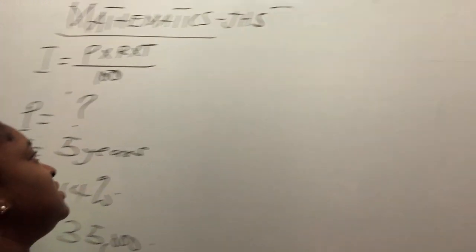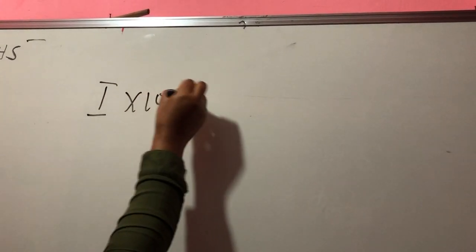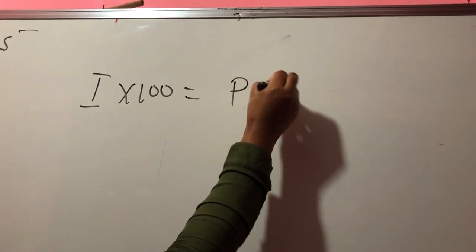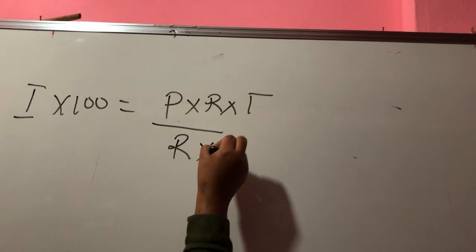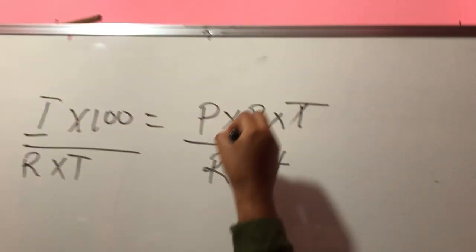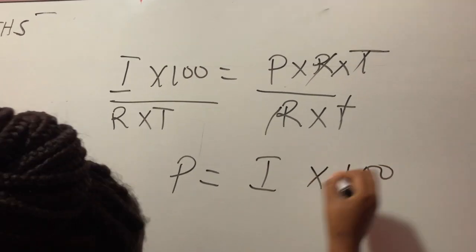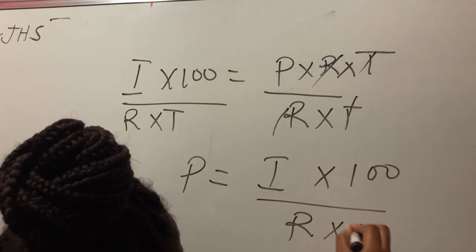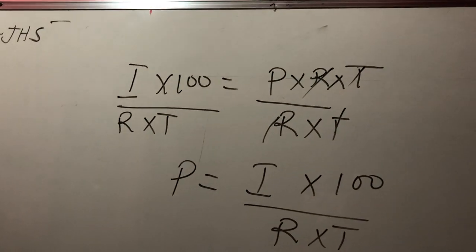So when we are finding principal, principal is going to be made the subject, right? So we have interest times 100. Then we have what? P times R times T. Principal has to stand on this one, so you divide through by R times T. So this one goes here, this one goes here. So principal is equal to what? Interest times 100 all over R times T. Okay, now let's put our information in there.